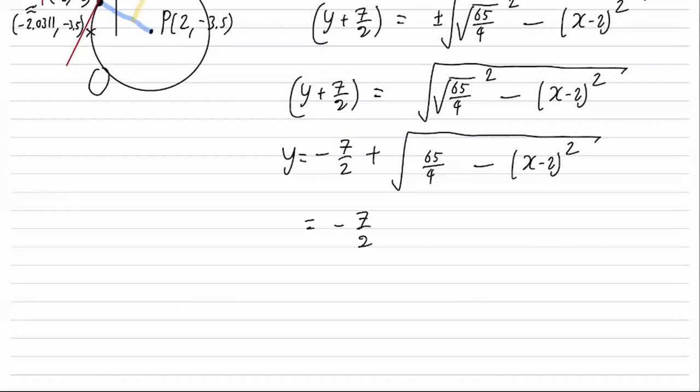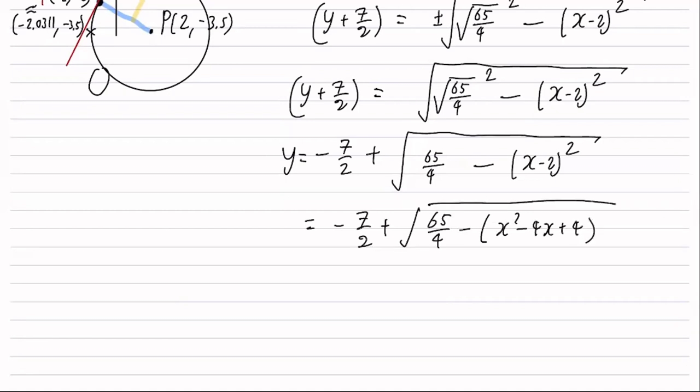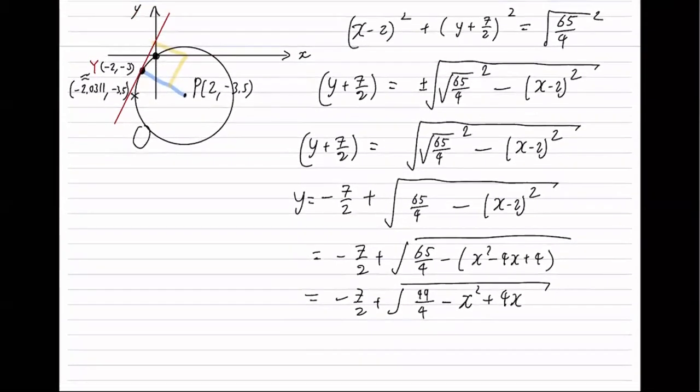Maybe I'll just simplify a bit more. This guy is 65 over 4 minus bracket x squared minus 4x plus 4, close the bracket. Equals minus 7 over 2 plus the square root of 65 over 4 minus x squared plus 4x minus 4. 65 over 4 minus 4, what's that? It's just 49 over 4. Okay, then after that, this is the equation of the top half of the circle. Let me highlight it. Top half, the gray one, is this fellow over here.